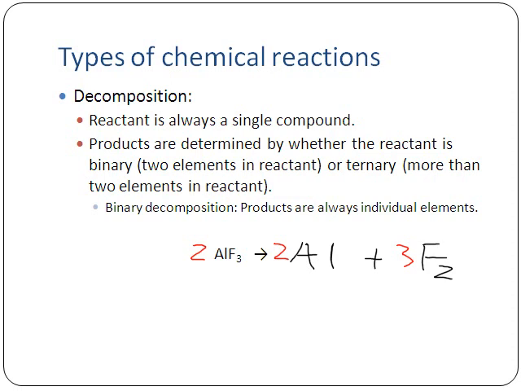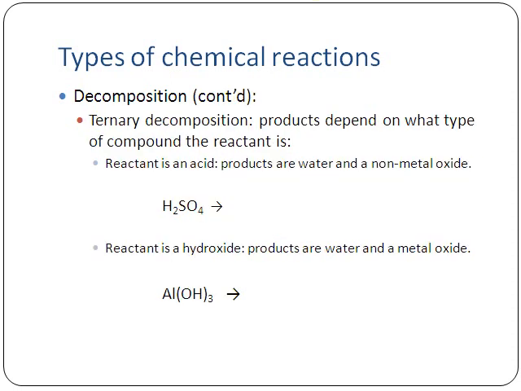Now, the ternary decompositions, though, are where things get a little more complex. If you have a ternary decomposition, that means that the compound you start with, your reactant, has, we said, more than 2 elements. So the 2 examples we have here, H2SO4, 3 elements. Al(OH)3, 3 elements. It can have 3, it could have more than that. This would be a ternary decomposition. Now, for a ternary decomposition, the fact that you start with one reactant tells you it's a decomposition. The fact it has more than 2 elements tells you it's a ternary decomposition.